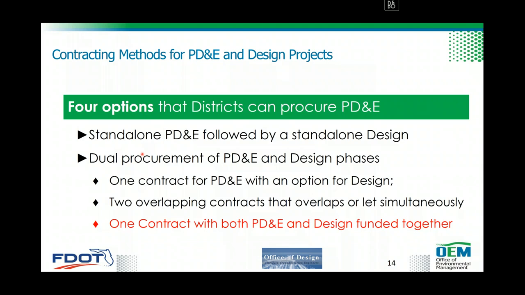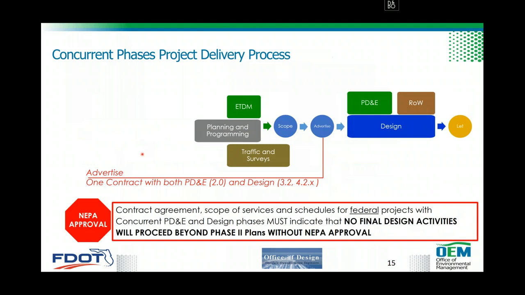Or you can have 2 overlapping contracts, which means that you have one contract for PD&E and another contract for design, and these contracts can be let simultaneously or they can be let in overlap. Some of the projects have this type of contract. Or now they can have an option to have one contract with both PD&E and design when funded together. And then one contract with both PD&E and design funded together is the purpose of this webinar.